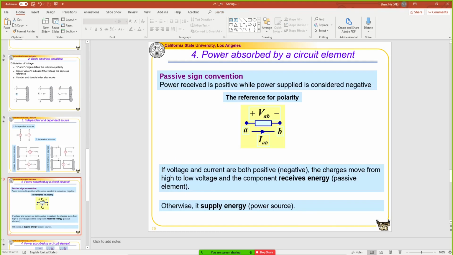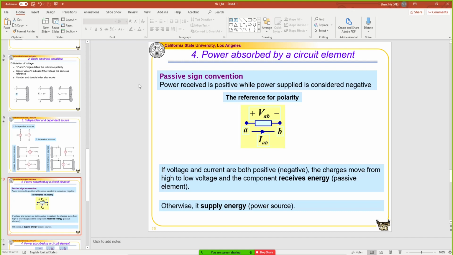Next topic is how do we calculate power absorbed by a circuit element? To do that, we need to learn the convention that we're going to follow to describe the voltage and also the reference current. This is called the passive sign convention. In passive sign convention, we assume this element is a passive element. A passive element means that it only absorbs energy.